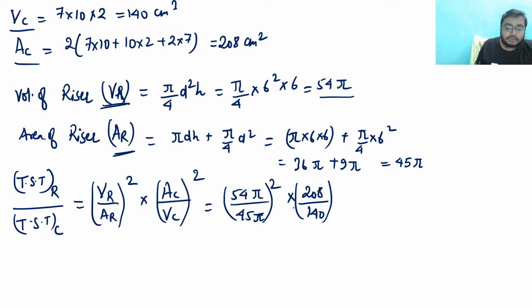Okay, so what are this 208 and 140? See here, you have got the area to be 208 and the volume to be 140. So once you calculate it, this pi gets cancelled out. So you will be getting something like that. Let me calculate it.